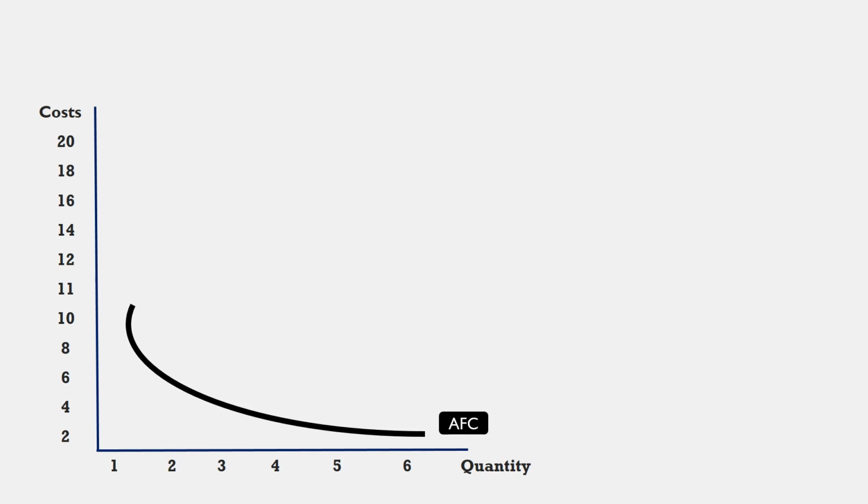Coming towards the next curve, it's marginal cost. So the marginal cost curve always goes down and up due to the law of diminishing marginal returns. In simpler words, diminishing marginal return is that if you keep on adding variable resources to a fixed resource, your output increase diminishes and the cost of production increases.